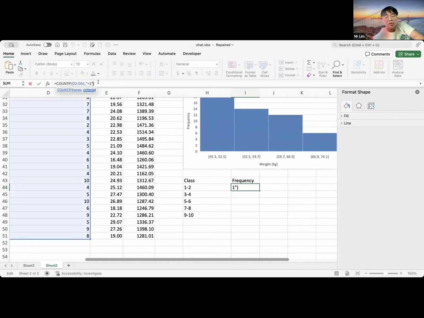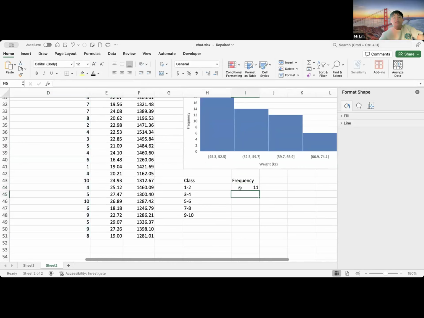Or you can put, one option is you copy this and you plus this, but you change it to 2. That means you plus the count of 1 and 2. In total, you have 11. You can check whether this is true or not.